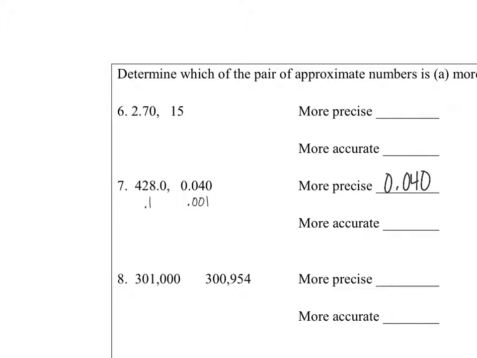0.040. And then for significant digits, for accuracy, 428.0 has 4 sig figs, whereas the other one only has 2. Remember, the zeros at the beginning do not count, but the 0 at the end does. So the more accurate number is 428.0.